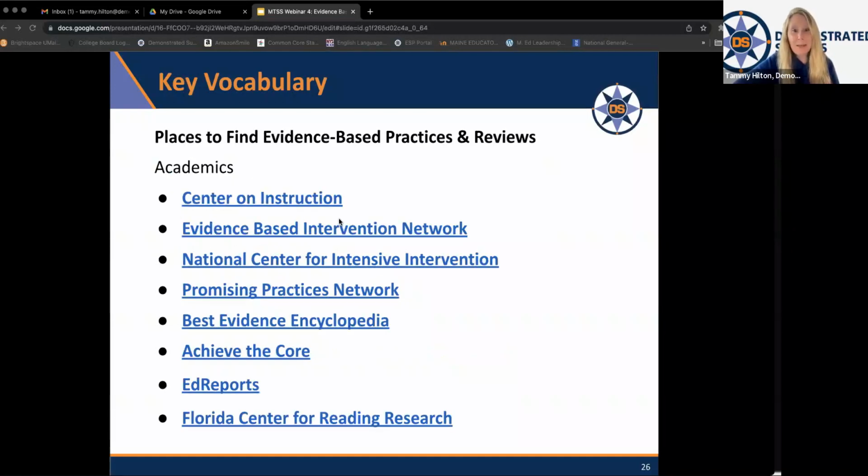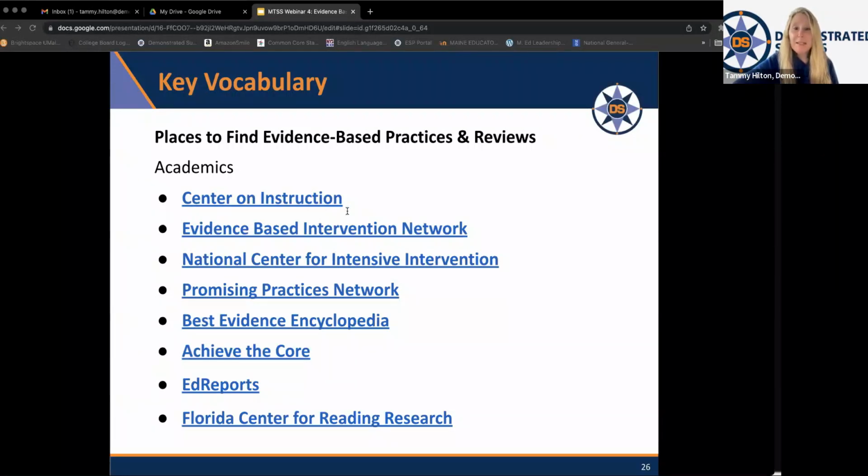And then when we think about academics, there's a ton, but we've listed some for you here, and these are all hyperlinked, so you could certainly go and explore any one of these further. The Center for Instruction is for K-12, and looks at reading, math, science, special education, ELL, tons of things. The Evidence-Based Intervention Network comes out of Missouri. They look at early mathematics and evidence-based math assessments. So it's really more math focused with this one, if you were a math person out there. The National Center for Intensive Intervention is a great one. They also have sample lessons, instructional videos, things like that.